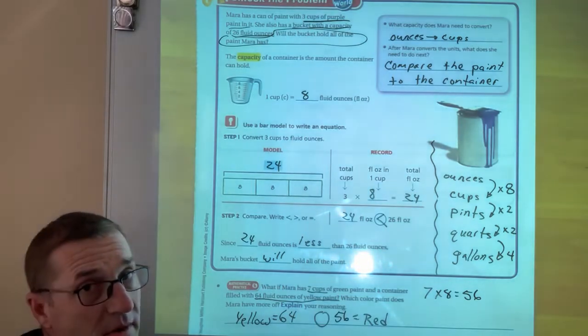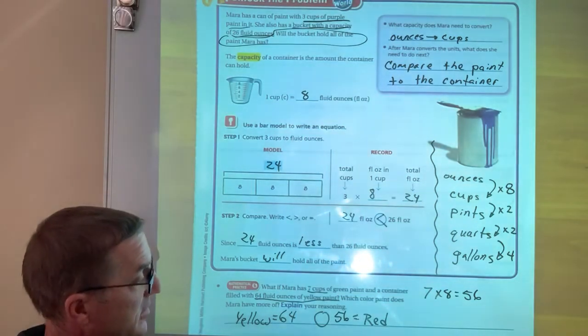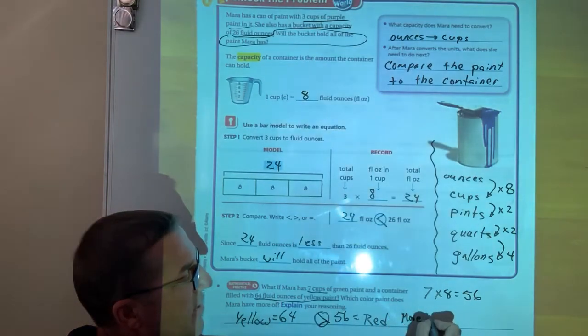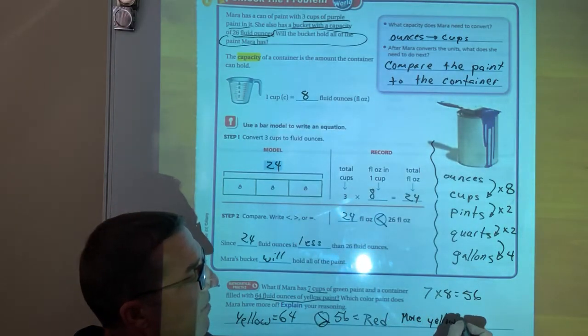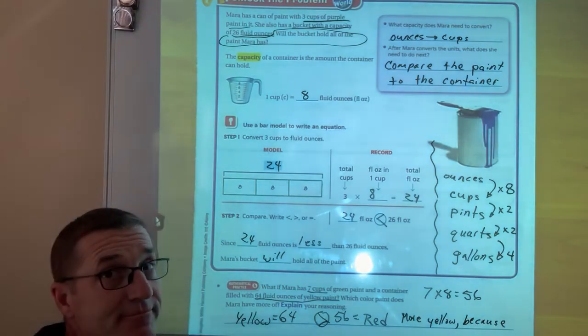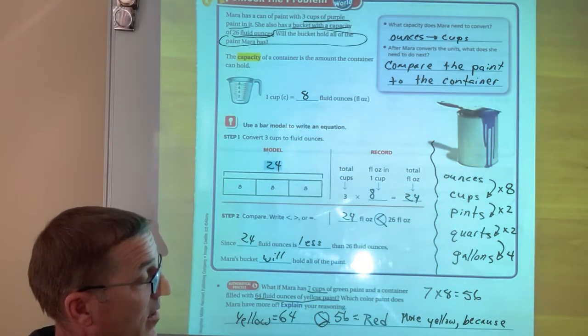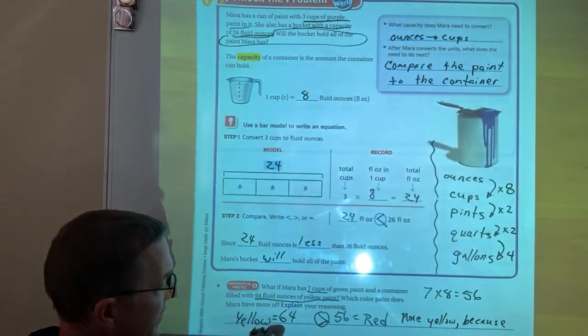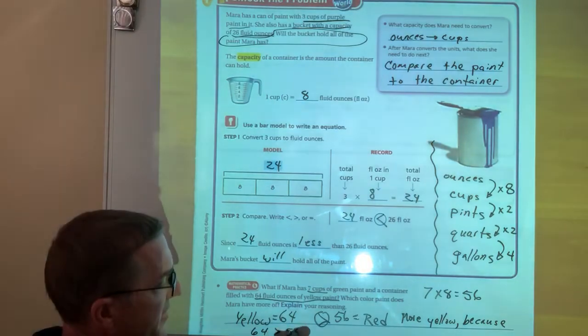So what does Mara have more of? She's got more yellow. More yellow. I always like this explain your reasoning. More yellow. Because, like 64 is more than 56. 64 is more than 56 ounces.